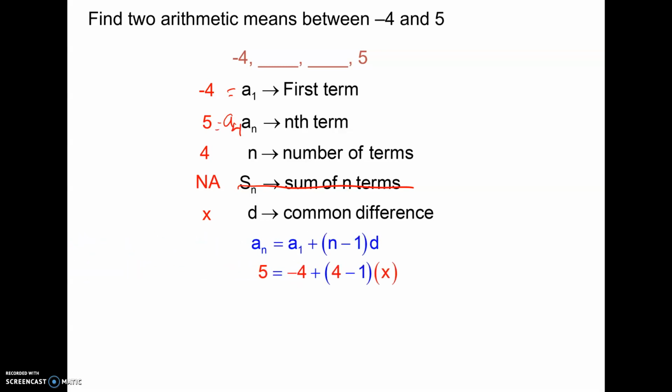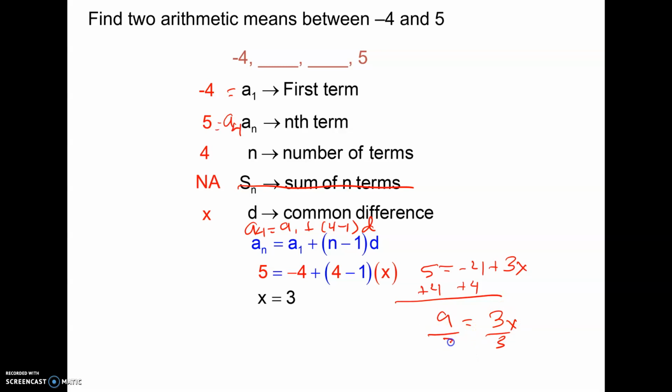So I put in my A sub 4, so I have basically A sub 4 is equal to A sub 1 plus 4 minus 1, because n is 4, times D. And notice that I have everything here except for D, so I can solve for D. All right, I'm going to follow my order of operations, parentheses, 4 minus 1 is 3. So I have 5 is equal to -4 plus 3x. And then all I did was I added the 4 to both sides. Okay, so this is the work that's missing. 3x is equal to 9, and then I divide it by 3. And x, which is my common difference, is 3.